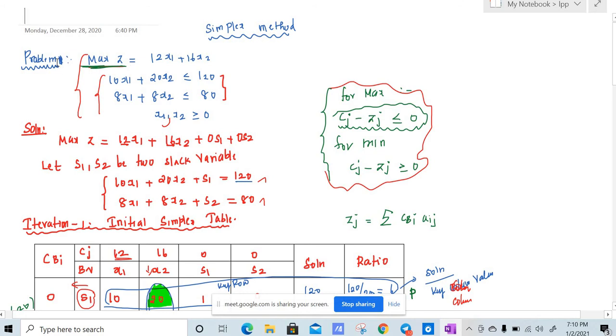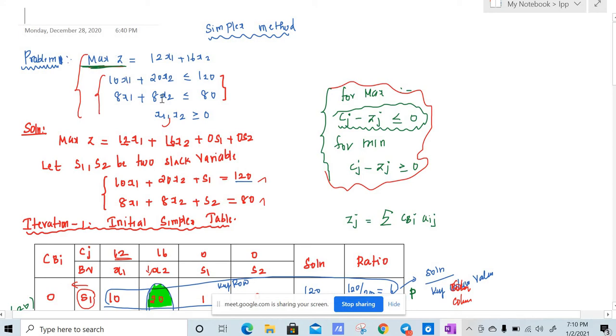In the last class, the first problem was: maximize z equals 12x1 plus 16x2, subject to these two constraints. 10x1 plus 20x2 is less than or equal to 120, 8x1 plus 8x2 is less than or equal to 80, and x1, x2 are greater than or equal to 0, right? So for maximization we did two problems. In this video we are going to do one minimum problem using the simplex method. So let's just recall what we did for maximization.